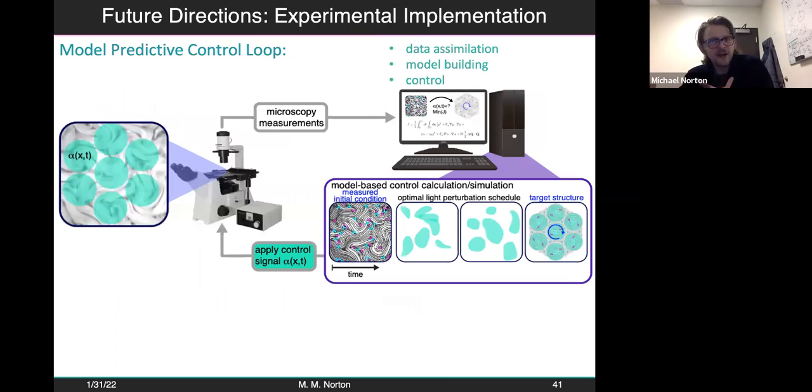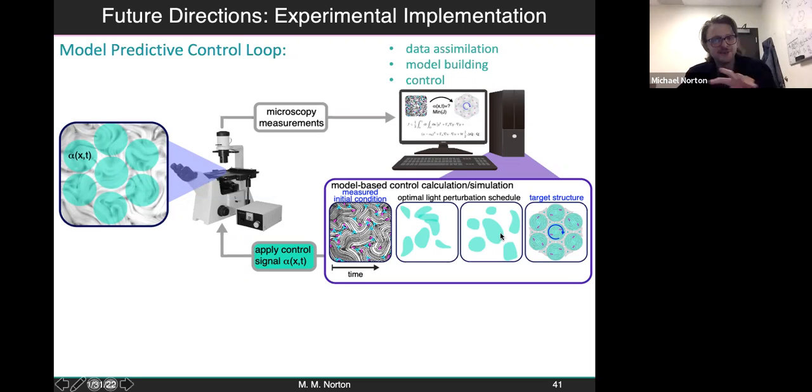And so now, just to conclude, I want to share what I envision as my dream for this kind of system, which is to actually set up model predictive control loops where we're running models in tandem with experiments.